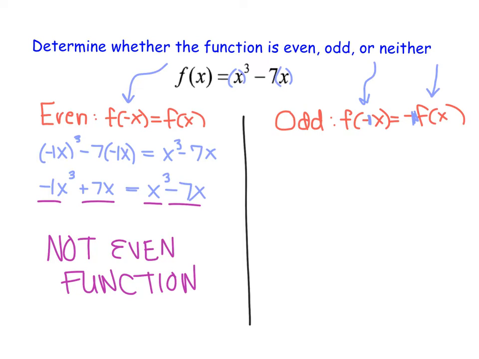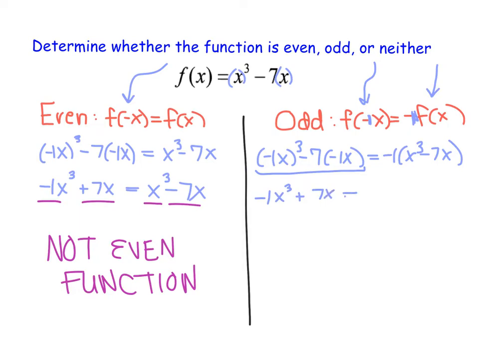Here we have -1's being added to the inside, so we have -1x cubed minus 7 times -1x, and we're checking to see if that's equal to -1 on the outside of the entire function. If I start by focusing on the left-hand side, I have -1 cubed, which is -1, and then x cubed. I then have -7 times -1x, which is a positive 7x. And to simplify the right-hand side, I distribute the -1, so I get -1x cubed plus 7x.